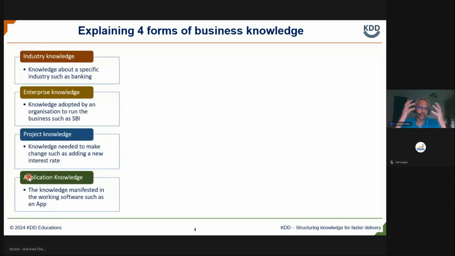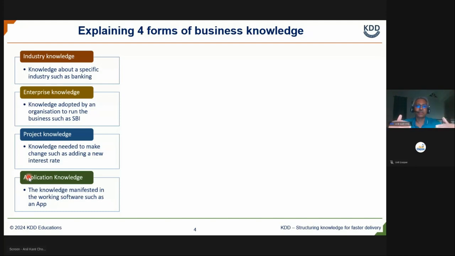Now, when we say business knowledge, we also need to understand how this business knowledge is structured. So there are 4 forms of business knowledge, or you can say hierarchy. At the very top, on the top comes the industry knowledge, right? Any industry, let's say bank, if we are talking about, then banking is one industry. So the knowledge of how a bank works will be called a business knowledge for that particular industry.